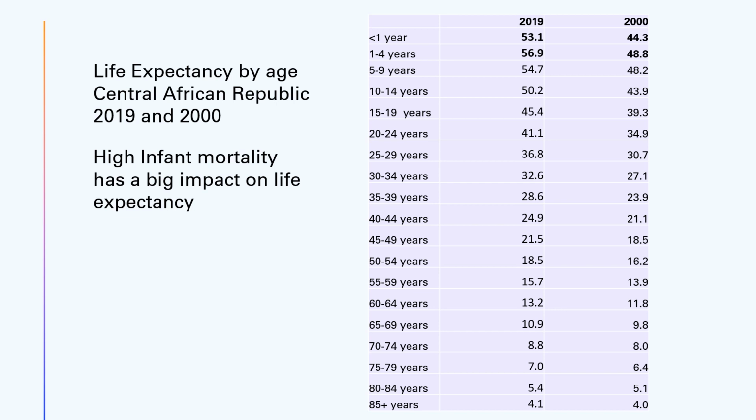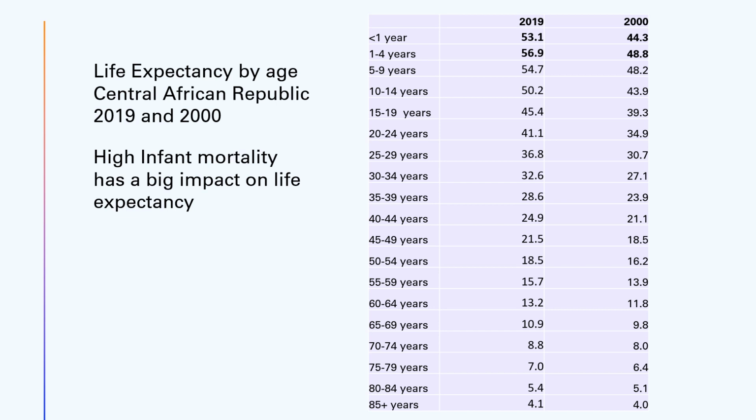And then I have the different life expectancies at different ages for 2019 and 2000. So the very first row of data, which is for the age less than one year, that's the life expectancy at birth, and you can see how that has increased from 44.3 in 2000 to 53.1 in 2019. If you look at the second row of figures for the age groups 1 to 4 years, this is actually giving you the life expectancy at age 1, so it's the average number of years a child might expect to live from the age of 1, not from birth.